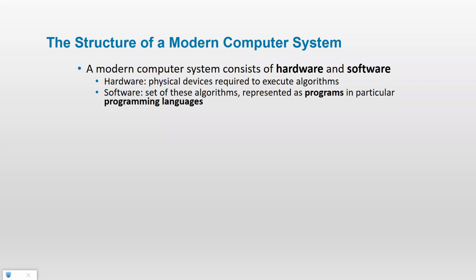Modern computer system has hardware and software. Give me a piece of hardware, everybody. Give me an example of hardware. Monitor, right? Monitor, keyboard, CPU, memory, hard disk, all those are hardware. Software is really a program.